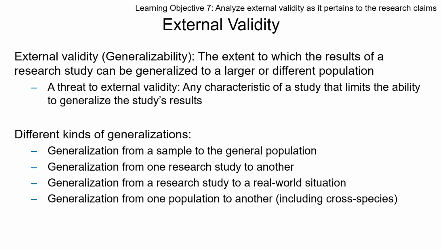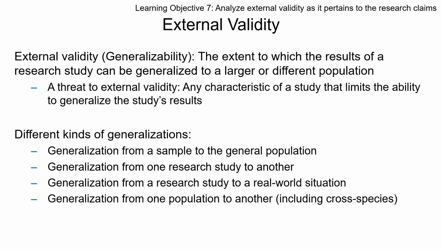Generalization from a research study to a real-world situation. If I put you in an artificial lab situation, are you going to respond the same in a real world situation? We need lab situations to have full control, but by doing that, we reduce our ability to fully generalize. We harm or limit our generalization. We still will generalize to a real world situation, but it's still limited. We still need to take into account that that is a limitation.